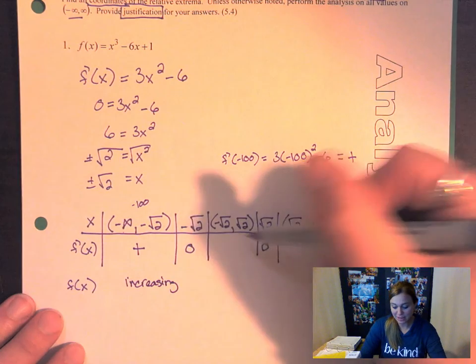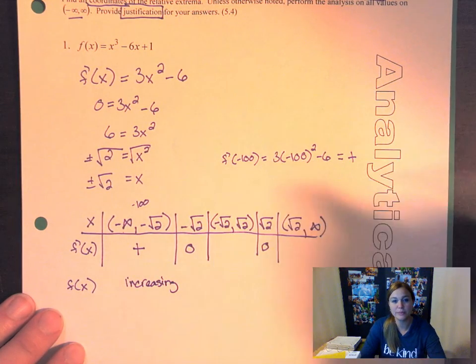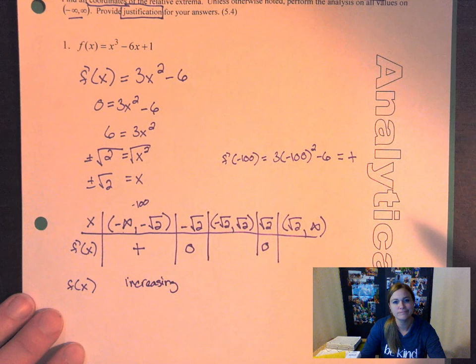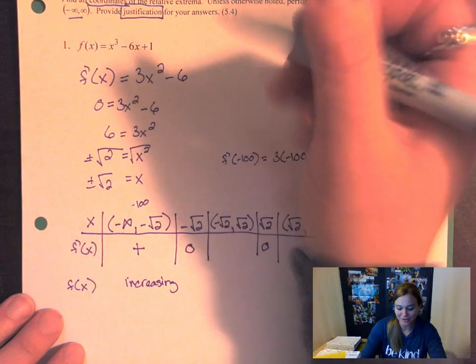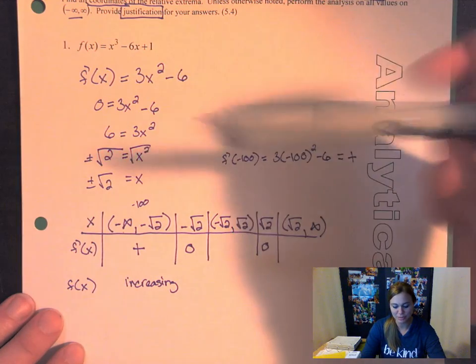And then I do the same thing here. Negative square root of 2 to square root of 2. Pick your favorite number in that interval. Wait, did you pick 0 also? That's what I picked. Maybe you pick something else, it's okay. It will still work out. 0 is just the easiest number that I can think of.